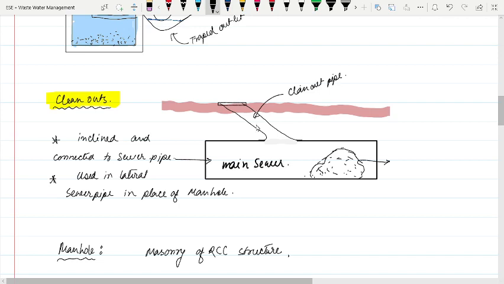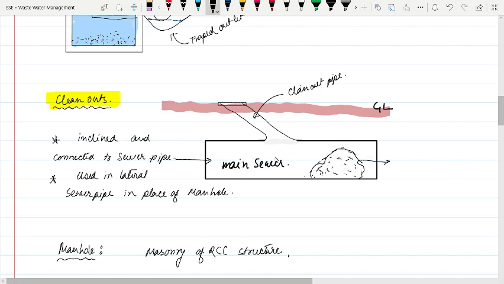Okay, this is an inclined connection and this is the ground level. We are considering an inclined pipe starting from ground level reaching the main sewer. Why do we generally provide this kind of cleanout? Generally in the main sewer, at some points there may be accumulation of solid particles. This accumulation will clog the whole main sewer.